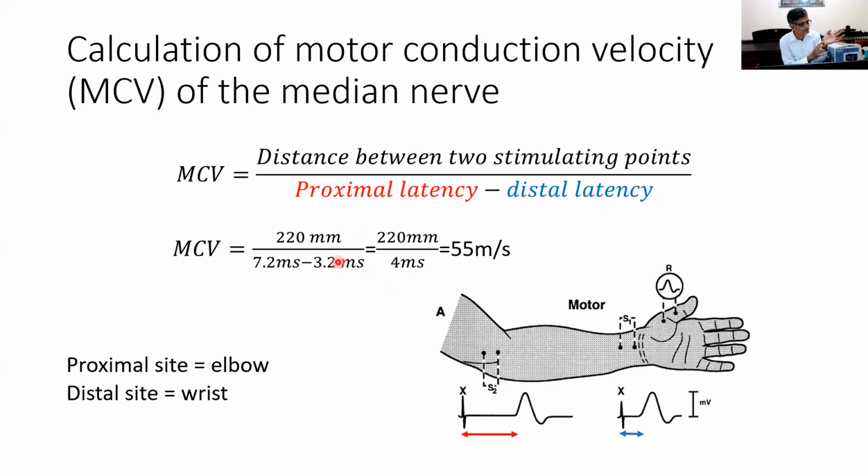So when you stimulate here, in 3.2 milliseconds, the compound action potential comes. When you stimulate from here, in this example, I have taken it as 7.2 milliseconds. It has to go from here to here, and then 3.2 milliseconds will be taken. So this additional 4 milliseconds is taken for the impulse to travel from here to here. And that distance, if we know, we can calculate the nerve conduction velocity. So the distance is 220 millimeters when we measured using a ruler or some measuring device.